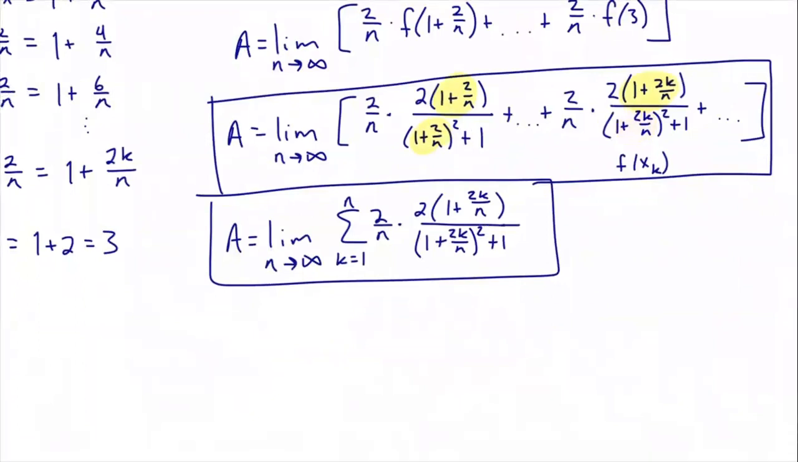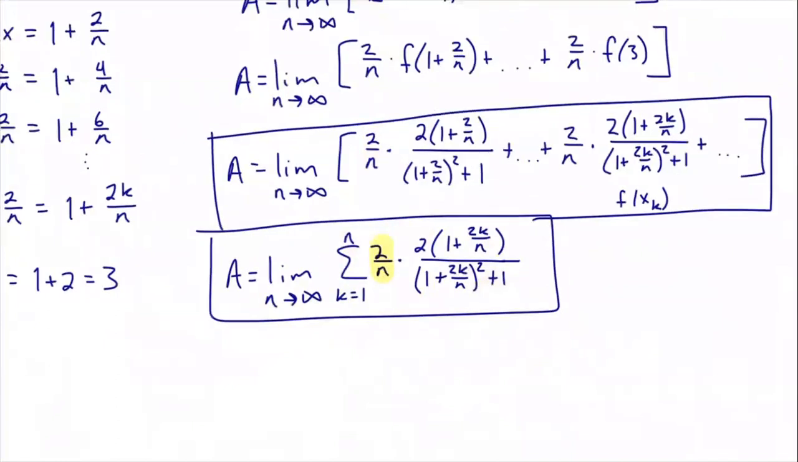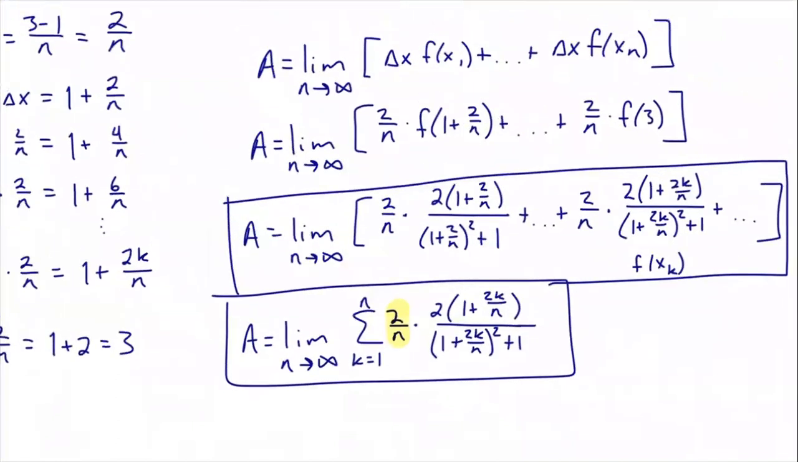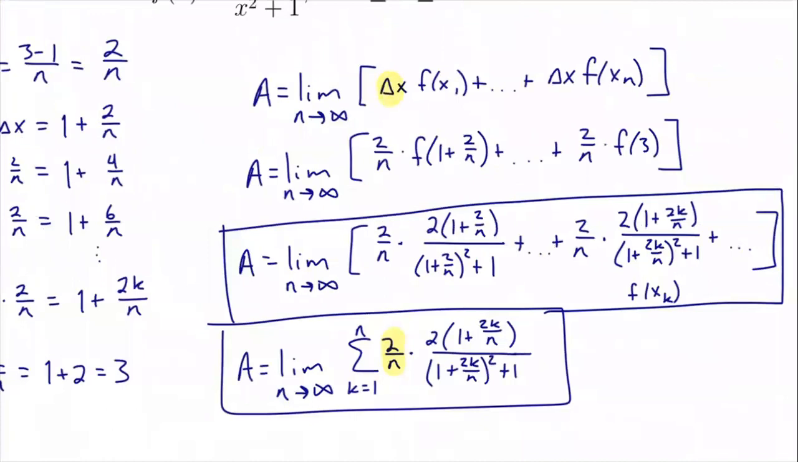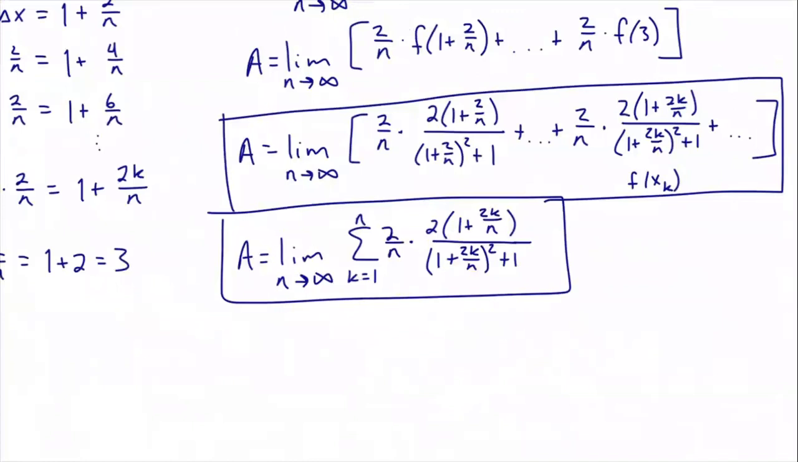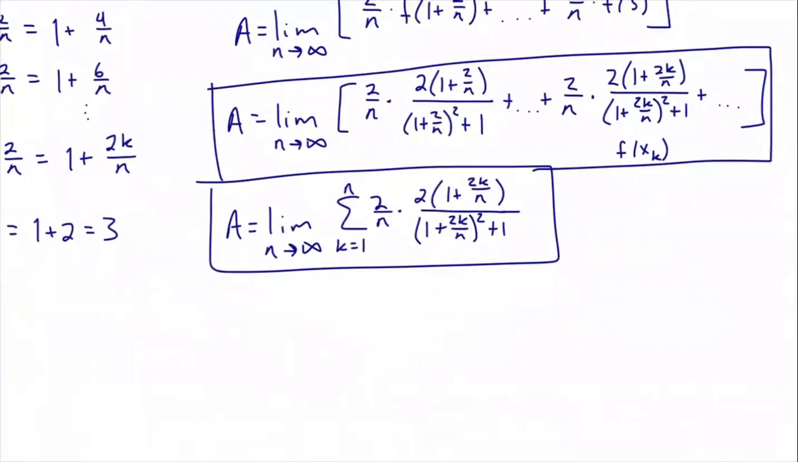So that's the term that sets the recipe for the sigma notation. We just use 2 over n, it's delta x, this part right here, times our f of x sub k term. Well, we've already written down f of x sub k, and there it is.